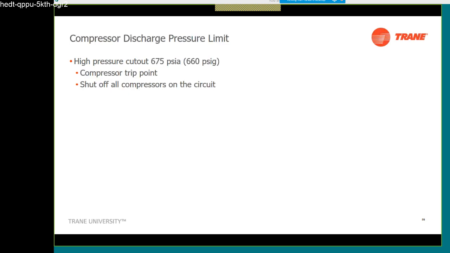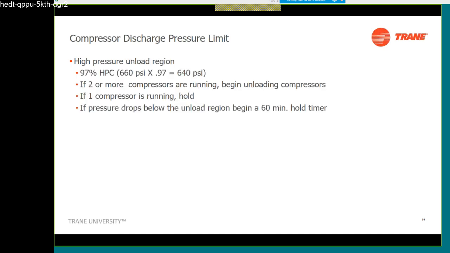So, compressor discharge pressure limit. The high pressure cutout is 675 psi or 660 psi. That is the compressor trip point. Once that pressure gets up to there, that high pressure cutout will open. We drop the unit out, as well as looking at that pressure transducer as well. It's counted as a trip, so we shut off all the compressors on that circuit, initiate a high pressure diagnostic, and lock it out.